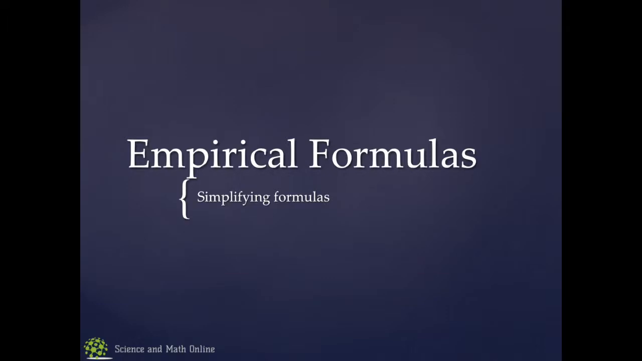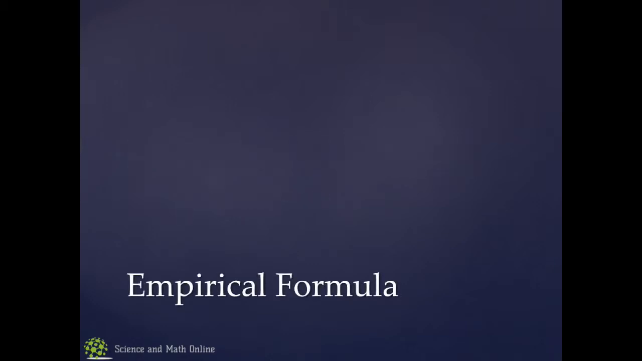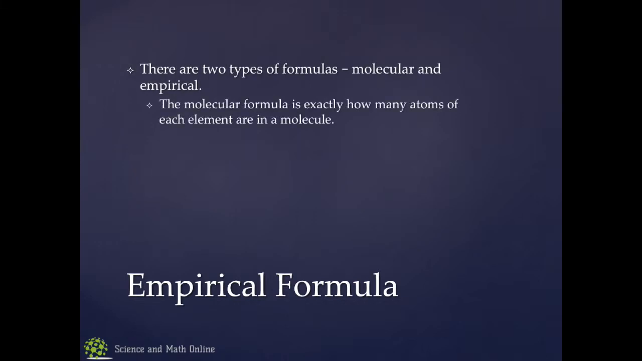All right, now for our last lesson in this mole unit, and it is on empirical formulas and also molecular formulas. So first, we have to talk about what is an empirical formula. So there are two types, molecular and empirical. The molecular formula is exactly how many atoms of each element are in a molecule. So for example, hydrogen peroxide, H2O2, that's its molecular formula.